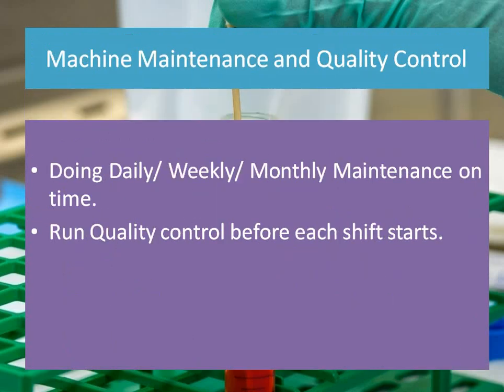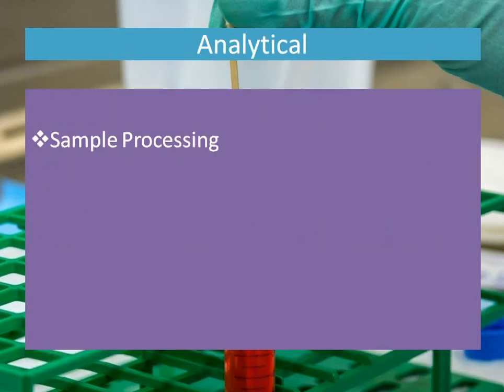As per the instructions from the machine manual and the engineer, maintenance must be completed on time, which will increase the life of that particular instrument, and reports taken from that instrument will be excellent. Before starting each shift, quality control must be done. If the quality control is in range, we can start the test; otherwise, start the error solving actions. Only after getting the normal range can we start the test. Quality control itself takes more time, so that will also be published in a different video.